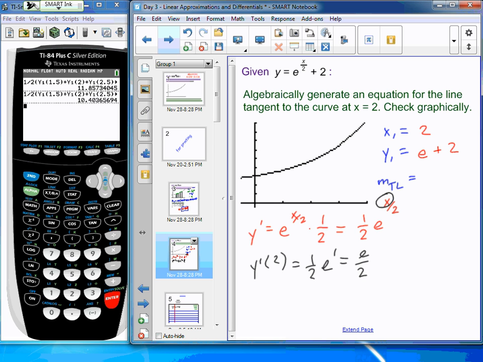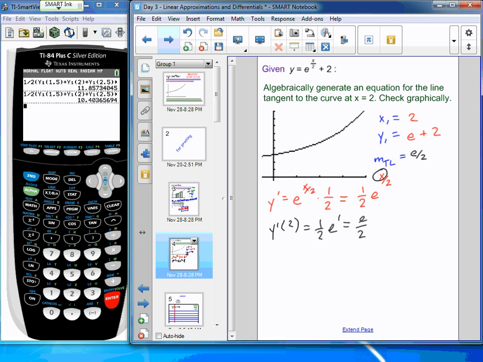Raise your hand if you generated that slope. E over 2 is the slope of my tangent line. Awesome, you guys. We've got all 3 things. That is the x-coordinate of the point of tangency, the y-coordinate of the point of tangency, and the slope of the tangent line. Now ain't nothing to it but to do it.